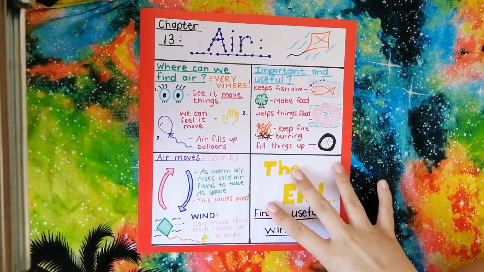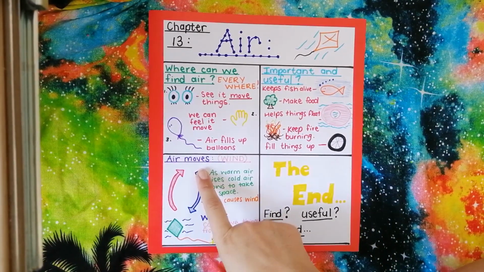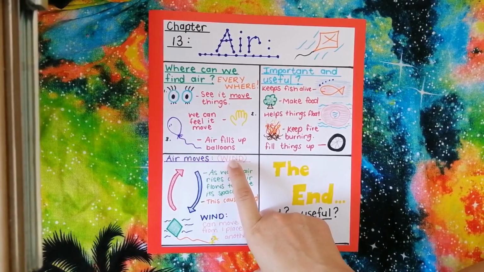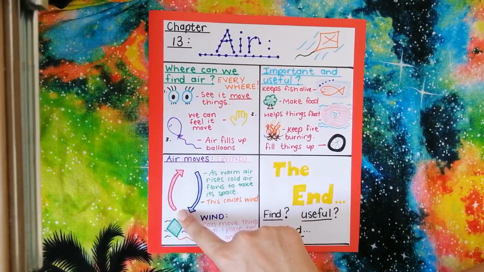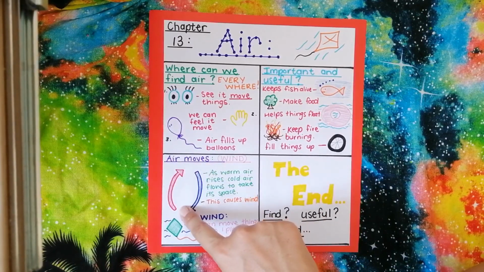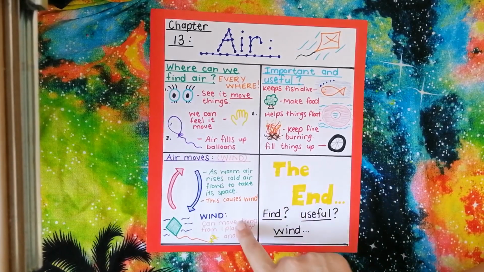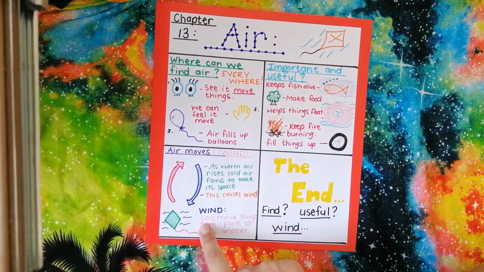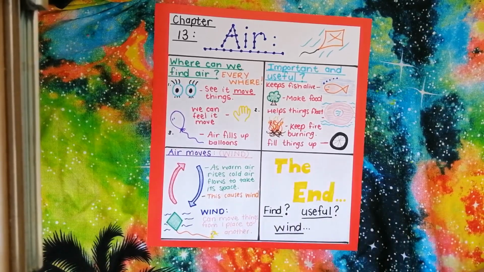And lastly, okay, air moves. What is it called when air moves? It's called wind. Okay, and what causes wind? When the hot air rises, the cold air takes its place. And as the hot air rises, the cold air takes its place. That's what causes wind. Very, very easy. Wind can move things from one place to another.